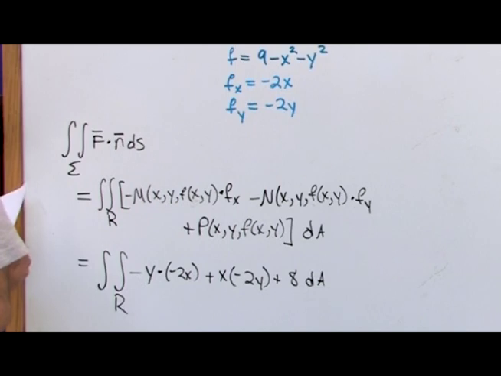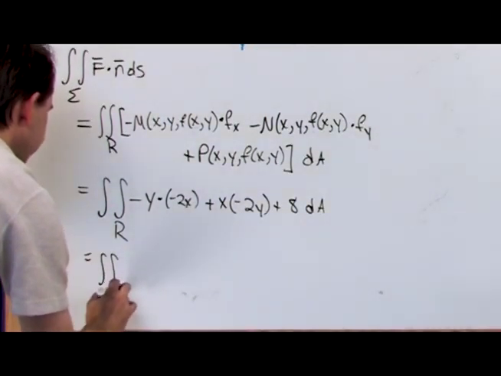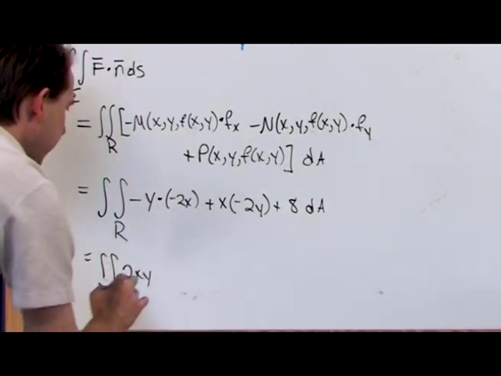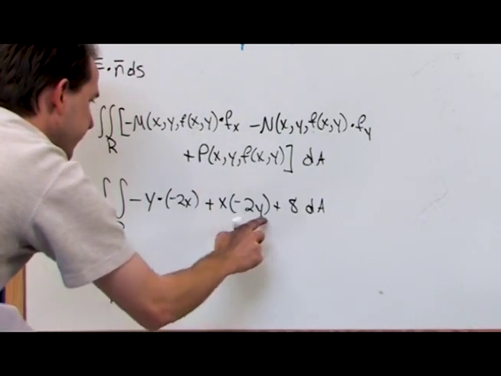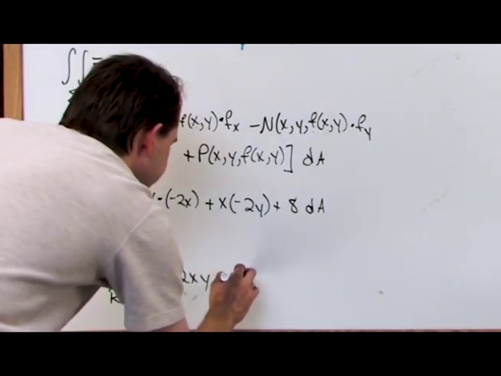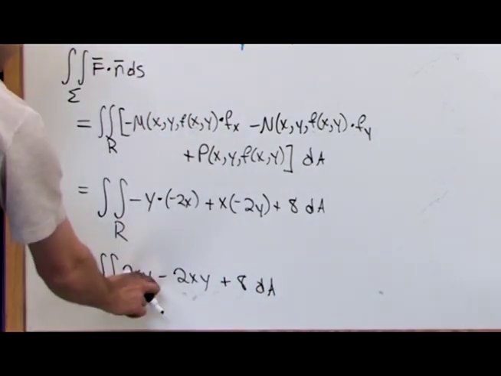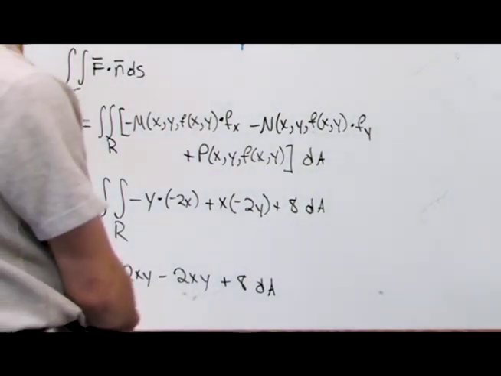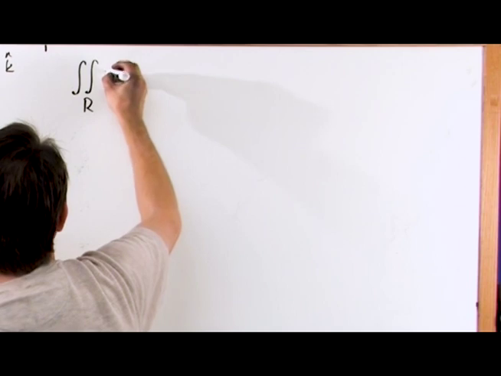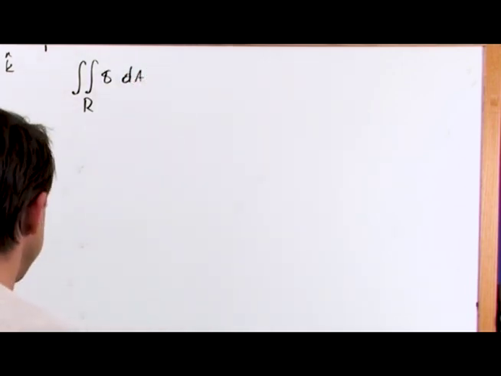So what you're going to have is this right here, and you can simplify it by combining some terms. You're going to have positive 2xy minus 2xy plus 8 over dA. Now look at this, it looks very nice because 2xy minus 2xy gives me 0. So this is going to be the double integral over the region R of the number 8 dA. That's really what I actually have to integrate.